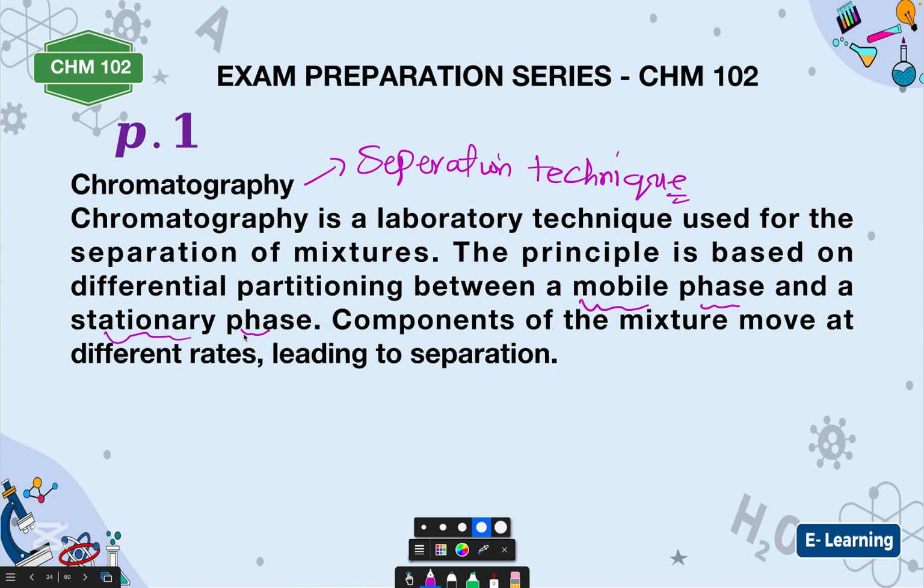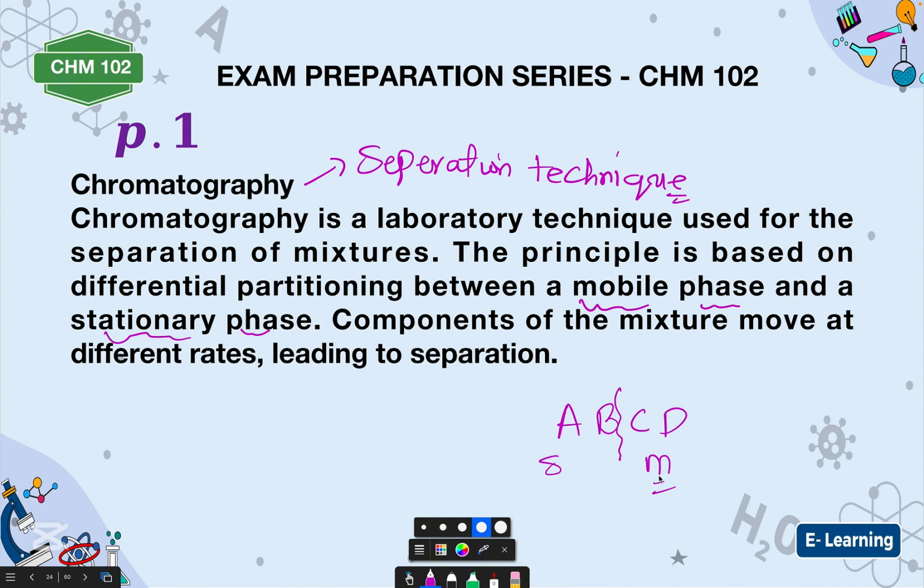When we talk about differential partitioning, we are talking about some of the components being on the mobile phase, while some remain on the stationary phase. You've partitioned it. Are you getting it now? If you have a mixture of A, B, C, D, let us say a situation where A and B remain on the stationary phase, while C and D are on the mobile phase, you say you have what? Partitioned it. Are you getting it now? So that is what the chromatographic technique is all about.